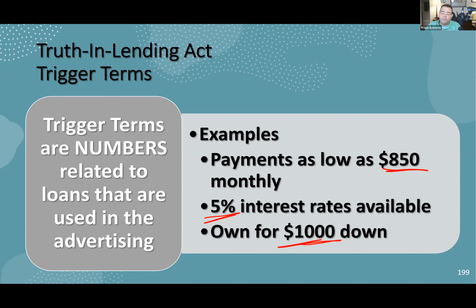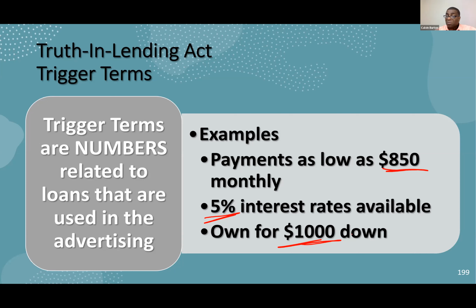Payments as low as $850 a month. Is that a number? Yes. And is it a number specifically related to the loan? Yes, it absolutely is. 5% interest rate. It's a number and it's related to the loan. It's a trigger term. Everybody okay with that?